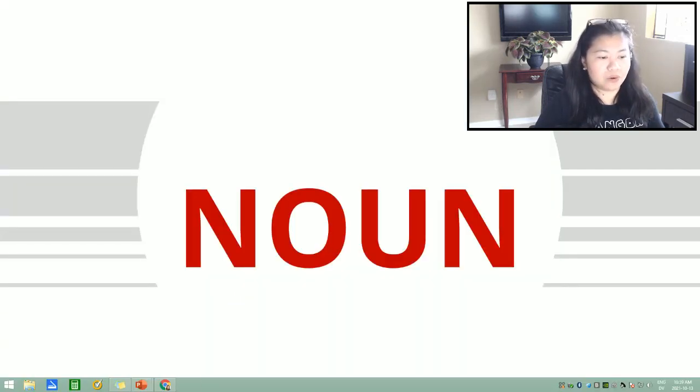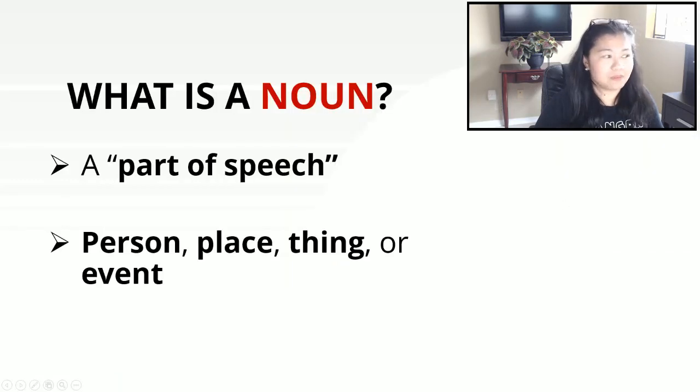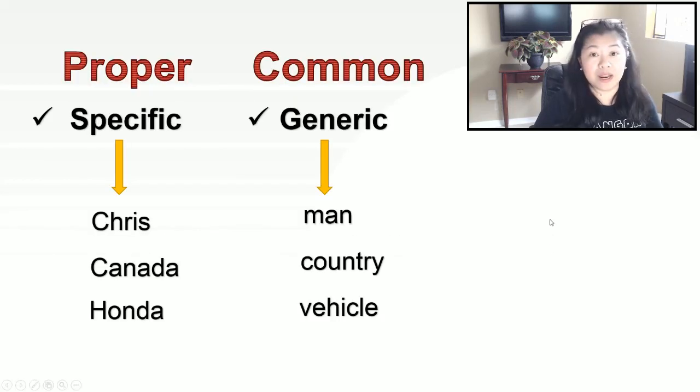Okay, so as promised, I'm going to talk about a noun. So what is a noun? A noun is a part of speech that talks about a person, place, thing, or an event. And there are two types, proper and common nouns. Proper nouns talk about a very specific person, thing, event, or place.